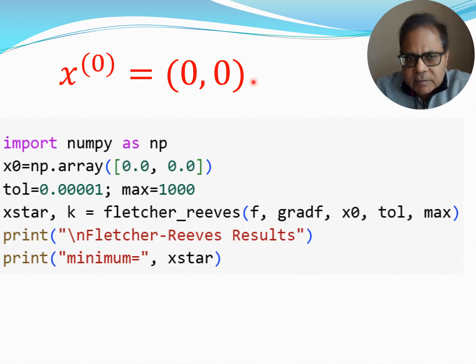Let's start with this solution here. This is a situation where you know nothing about a preliminary design or a particular solution of this problem. So we have put 0, 0 here, and then we have run the Fletcher Reeves method.